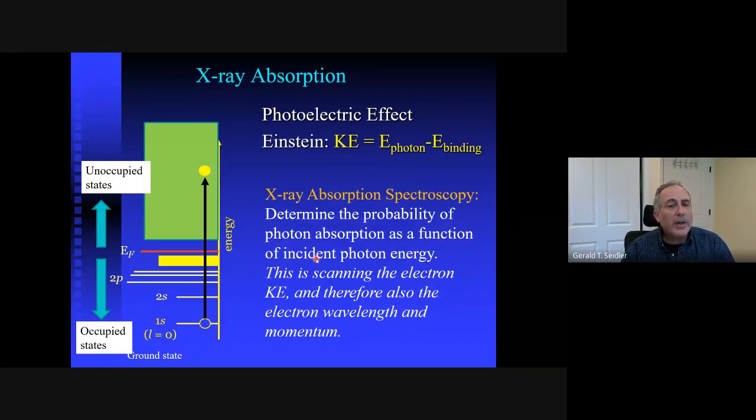But there's another way to play around with this Einstein photoelectric equation. You can say, all right, whatever the binding energy is, I'm just going to take one orbital, let's say the 1s, and ask how the probability for photon absorption varies as I scan a monochromatic X-ray beam. When you scan the incident photon energy, you're also scanning the electron kinetic energy, right? Bigger photon energy at fixed binding energy means bigger kinetic energy. But you know that as the kinetic energy goes up, the momentum goes up, which means the de Broglie wavelength of the electron goes down.